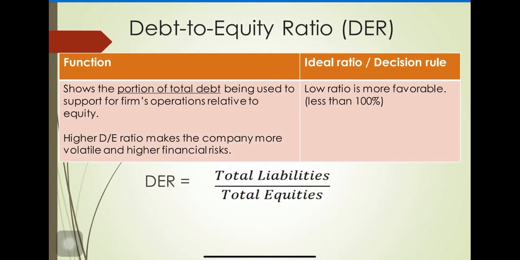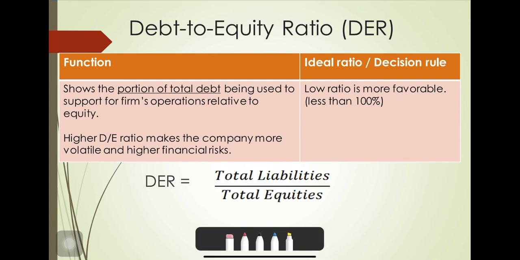So it shows that the company is having high risk. Next is the debt to equity ratio, DER. This shows the portion of total debt being used to support the firm's operations relative to equity. The higher the debt to equity ratio, the more volatile the company and the higher the financial risk. This is the formula to calculate the debt to equity ratio: total liabilities divided by total equities.